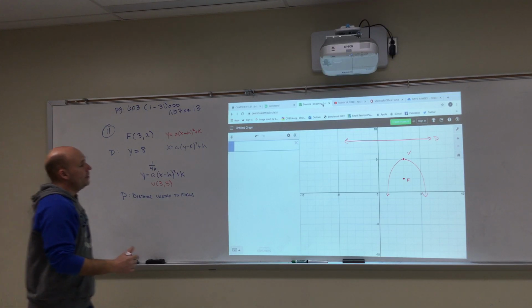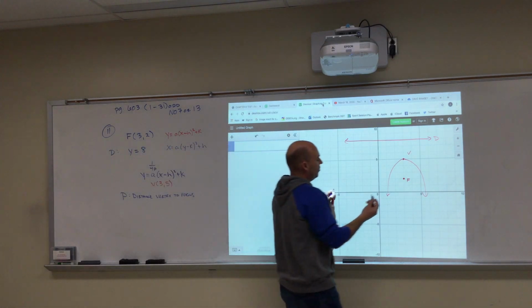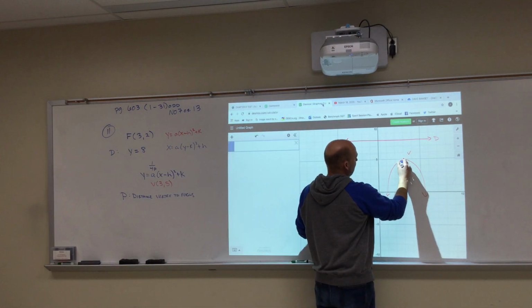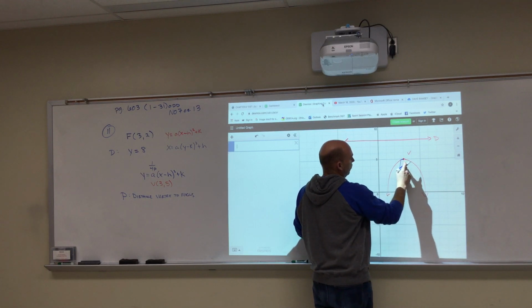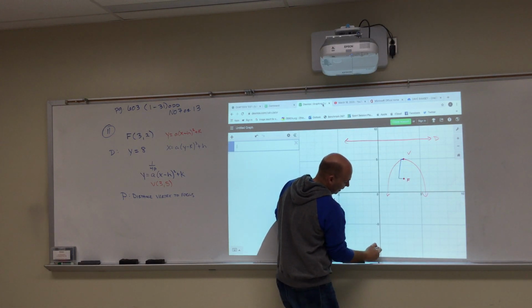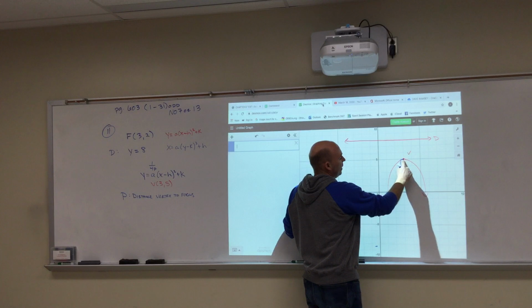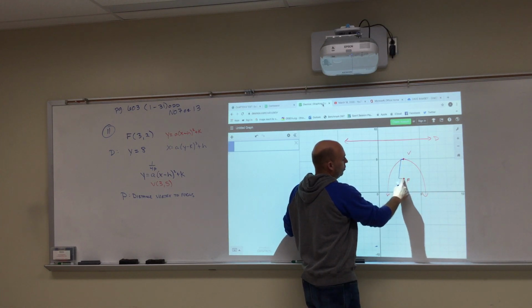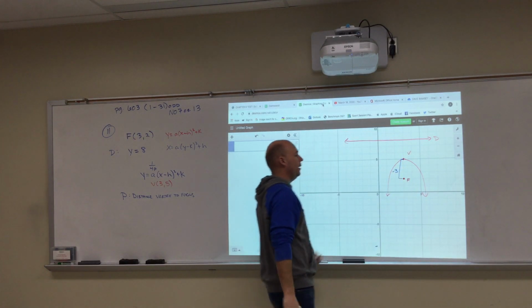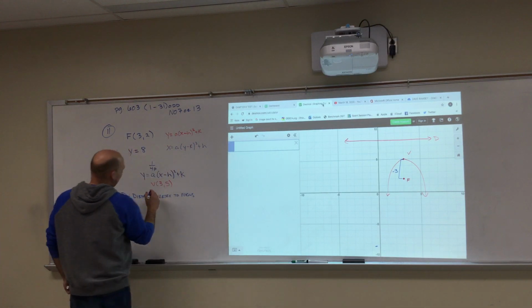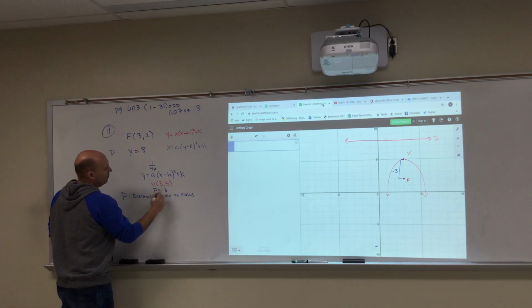Then, I've got to figure out the distance between my vertex and my focus. How far is it from my vertex down to my focus? Well, it looks like I'm going in a negative direction because this is the negative y-axis going downward. I'm going down 1, 2, 3. So my distance is negative 3. So I know my p value is negative 3.